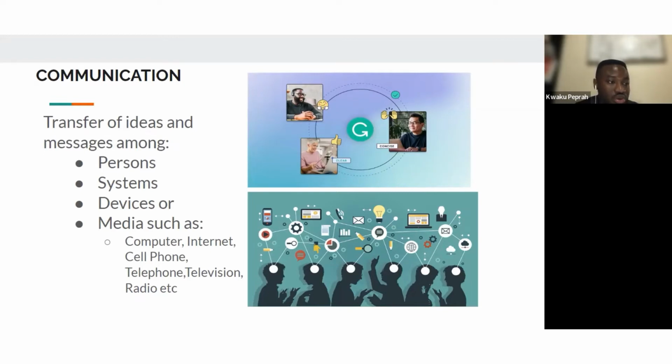So this is where information comes in. Communication is the transfer of information. We talked about information before communication, which makes sense because without communication, information cannot be sent across. There has to be a media, as we spoke about, which is computer, internet, cell phone, telephone, television, and radio, which becomes a part of information and communication technology.